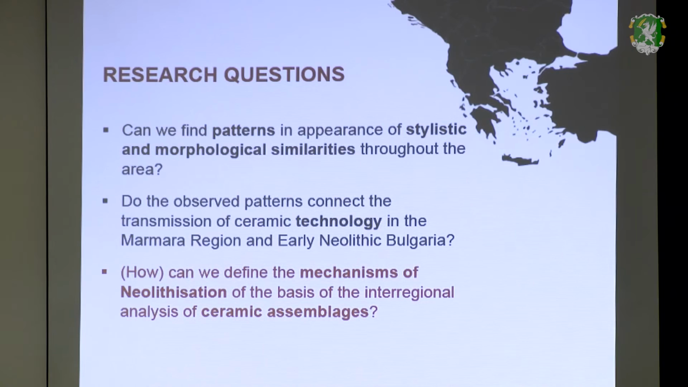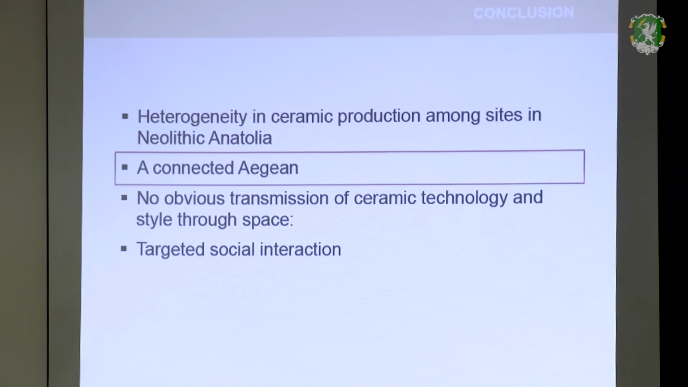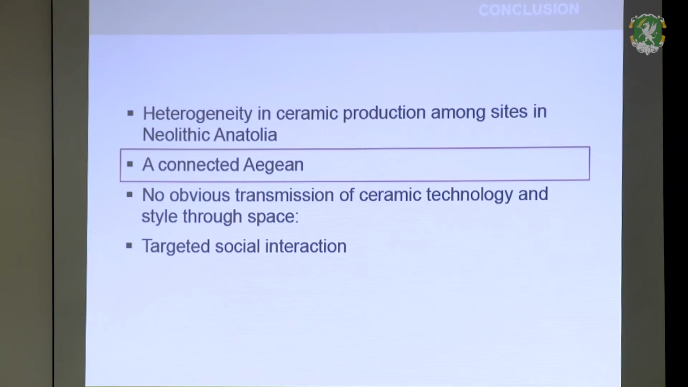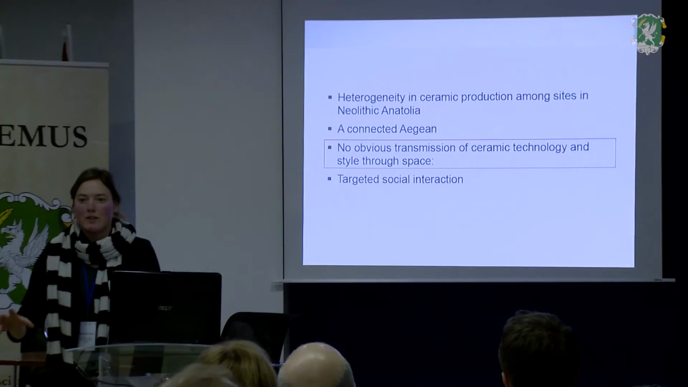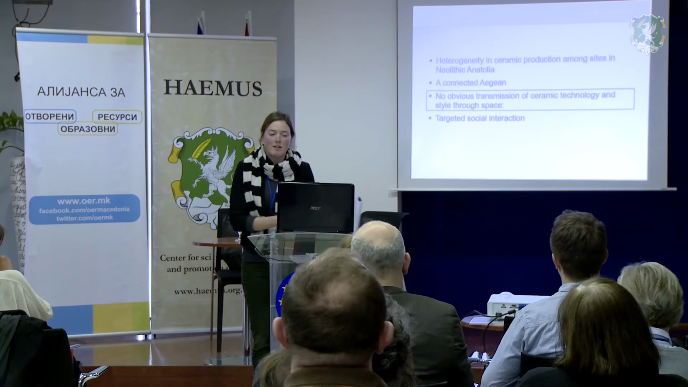So just to sum up, we find heterogeneity in ceramic production among the sites in Neolithic Anatolia in the earliest phase. Then we have a connected Aegean in which stylistic traits spread throughout the area. But we have no clear cultural regions in the beginning. We have more something like targeted social interaction, in which certain sites have some kind of connection, whereas others don't, and they don't really respond very well to their very immediate surroundings.